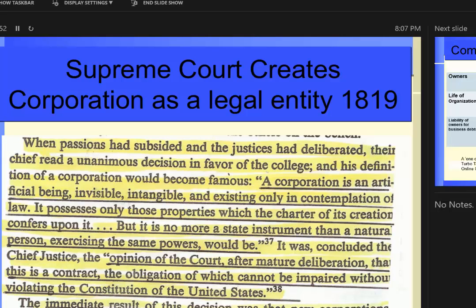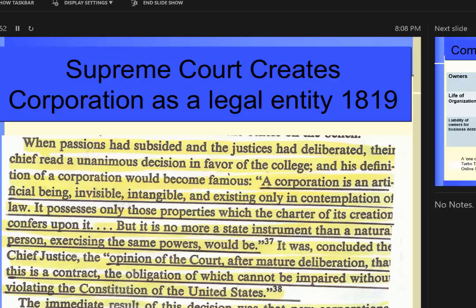So in the Supreme Court in 1819, there was a lawsuit between the state of Delaware and the college in that state. It was wanting to take over the college because it was becoming very popular and having a lot of revenue. And so here the Supreme Court says a corporation is an artificial being, invisible, intangible, and existing only in the contemplation of the law. It possesses only those properties which the charter of its creation confers upon it. But it is no more a state instrument than a natural person exercising the same powers would be.